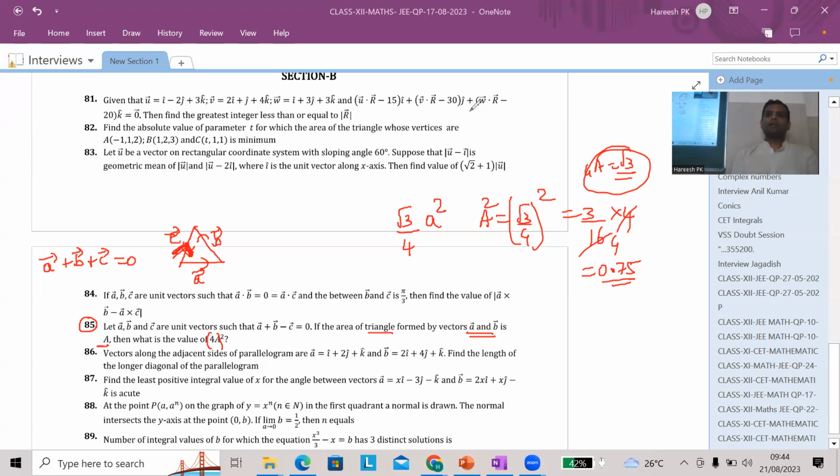What is the learning here? Learning is whenever you get A plus B plus C is 0, you should write that as a triangle. Even if A plus B minus C is 0, minus C should be in this direction, cyclic order. So C will be in the opposite direction.